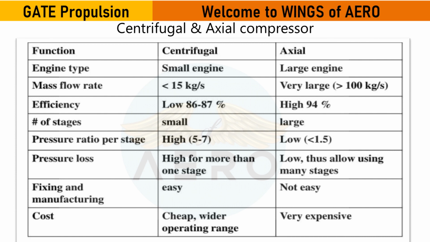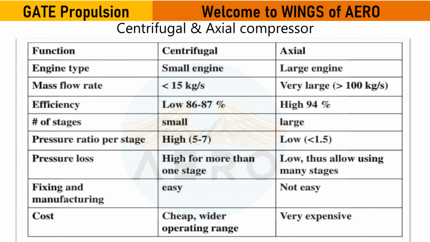Okay, now this is a general understanding of the difference between axial and centrifugal. This kind of difference is also going to be helpful when you are going for application-based questions. What will be the range of mass flow rate, which engine it is applicable to, what should be the range of efficiency, especially the pressure ratio, and the cost. Okay, so first let's see.